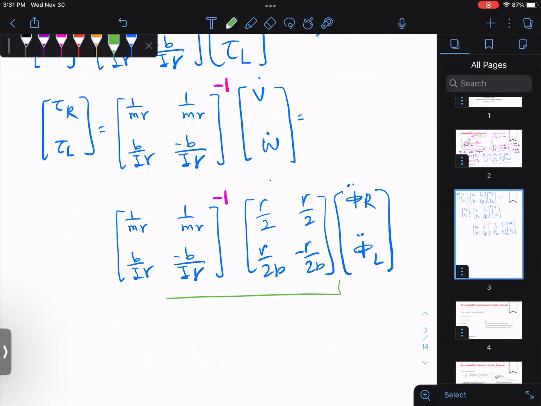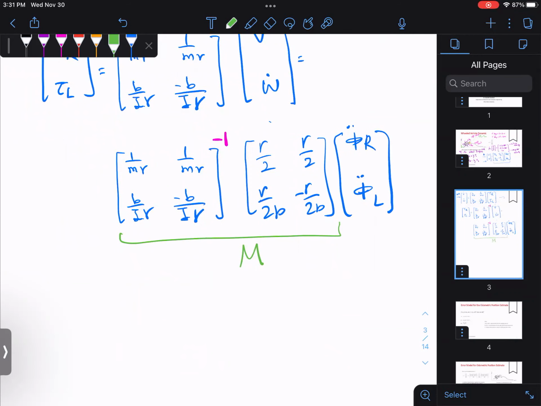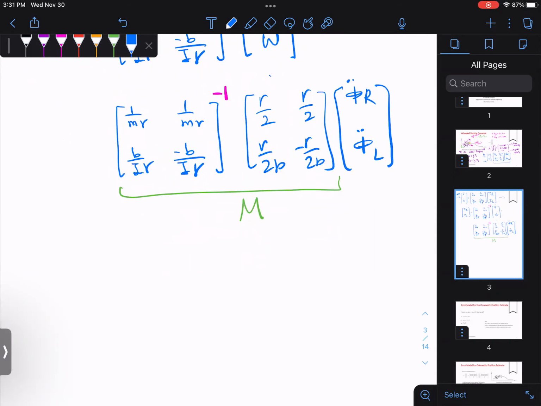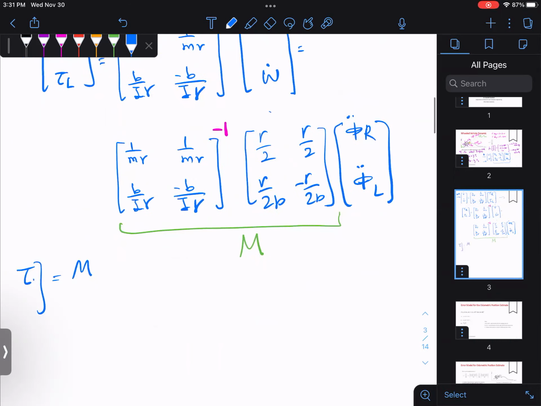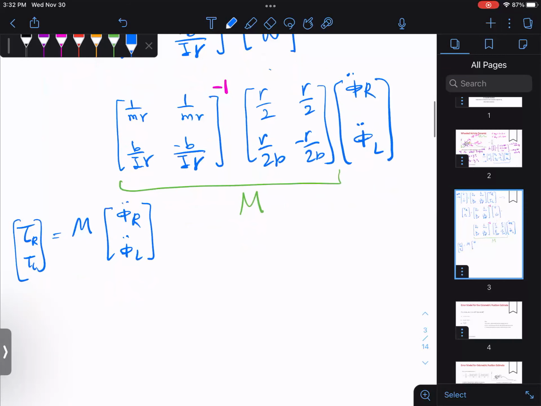Cool. I have a matrix here. I'm going to call it M, and I created theta double R, like a phi double dot, which is coming from the velocity of each wheel, right? That's what we can control. We can control the velocity of the wheel, and that's how we control the position of the car. So I created tau R and L equal to some matrix M times P double dot for right and left. That is only if I have a linear system that doesn't have any friction, anything.